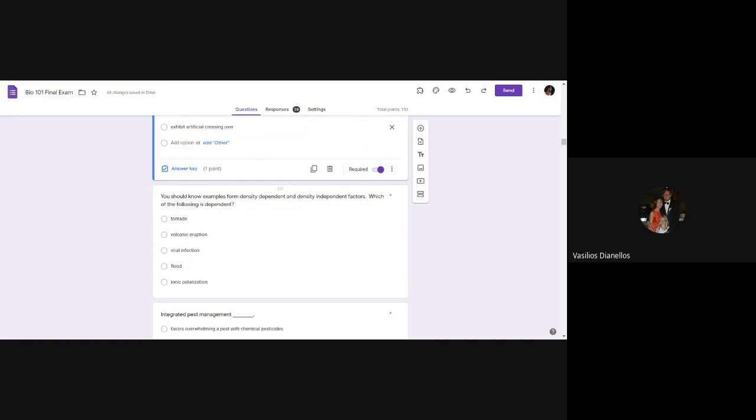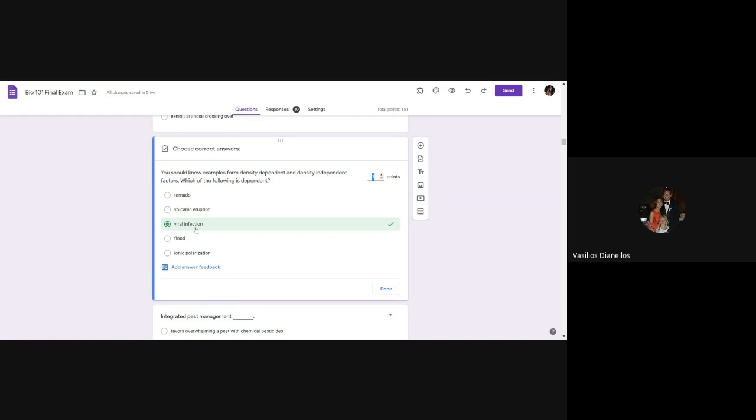Flood, again, this is going to kill what it kills. Ionic polarization, just a word that I completely made up. So the answer, again, is viral infection. If you chose ionic polarization, you might consider retaking this course. It's just a word I made up. Not even a real choice.